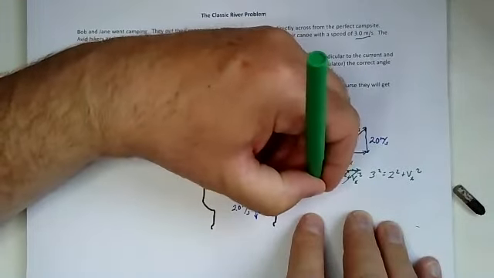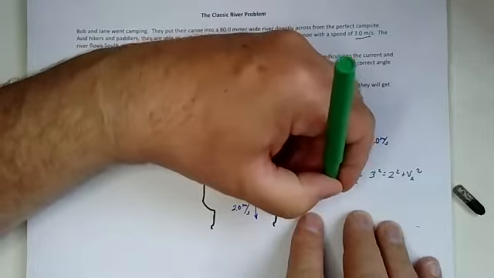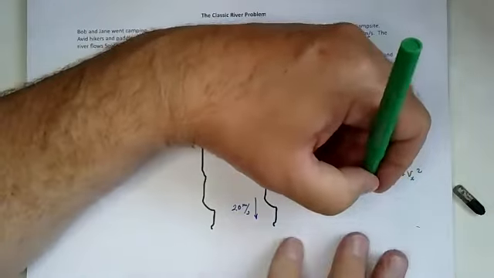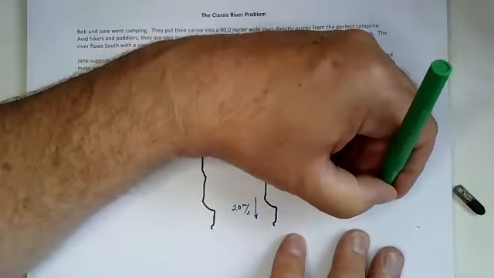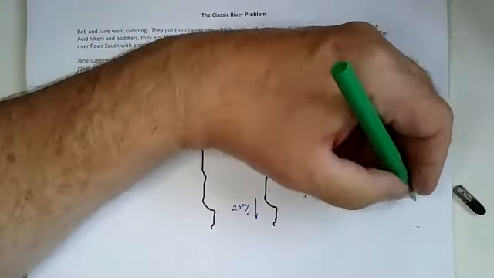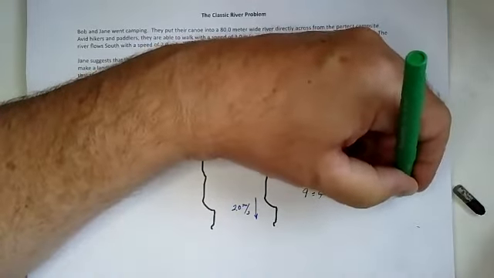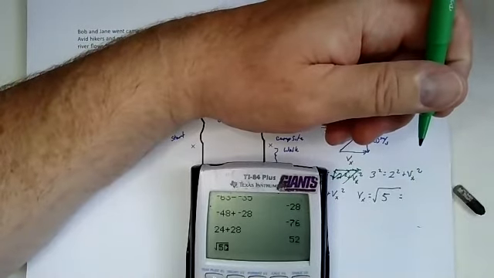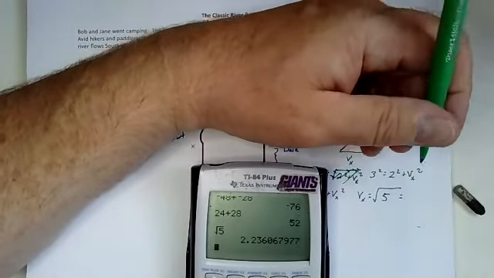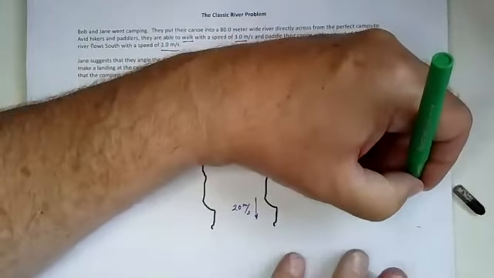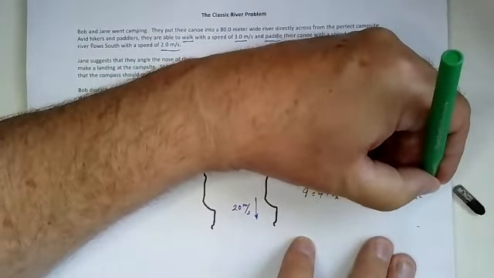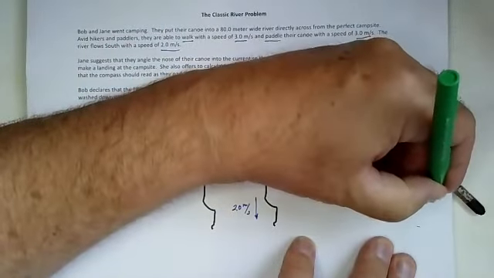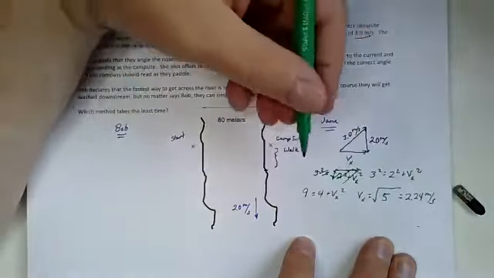So this is going to be 9. It's equal to 4 plus Vx squared. So 9 minus 4 is 5. So Vx is equal to the square root of 5, so 2.24. So this is the speed with which they're going to cross the river.